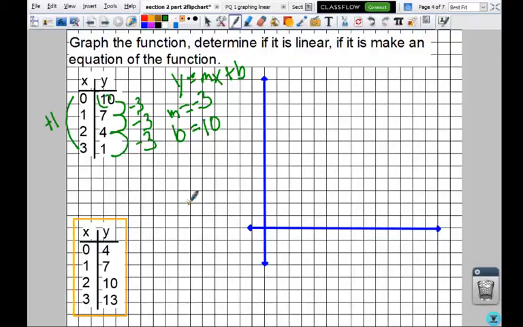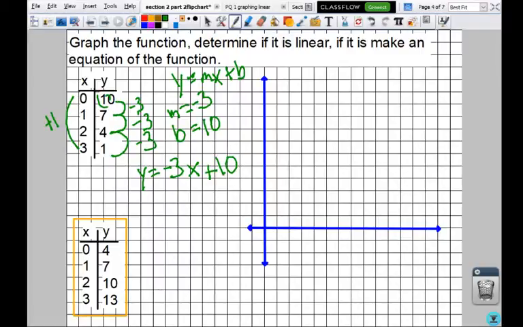And now I need to actually put this in my equation. So I'm going to put -3 in there for my m, and I'm going to put 10 in here for my b. I'm going to go y equals -3 instead of m, because my m is -3. And then I'm going to put the x right next to it. And then I'm going to go plus b is 10.